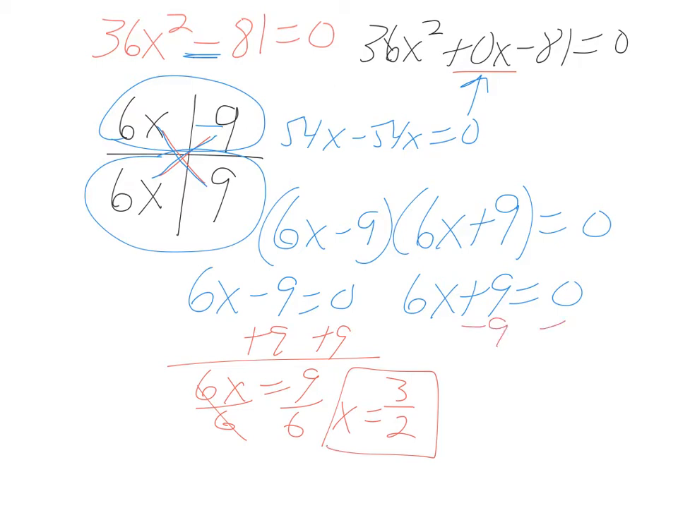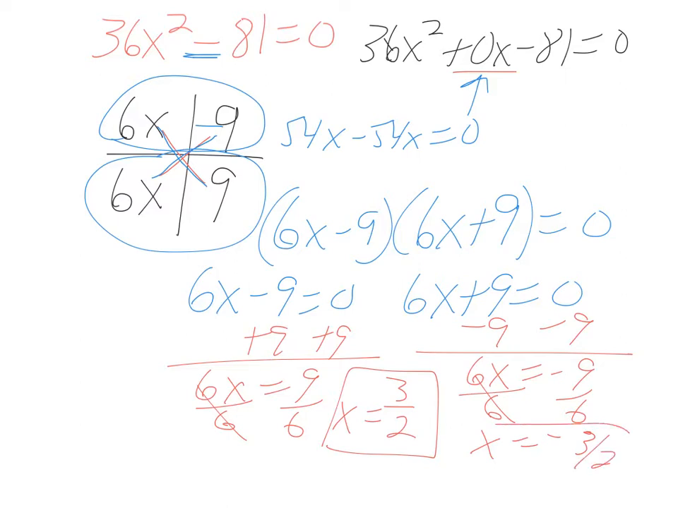And minus 9, 6x equals negative 9, divide by 6, so x equals negative 3 over 2. And that would be my other answer.